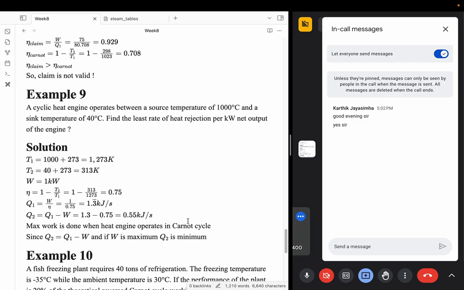Oh, okay. The calculation is W is 1 kilowatt, 0.3, right? I'll update this. Okay. Yeah, thanks for the correction.